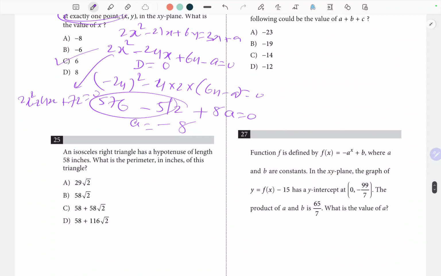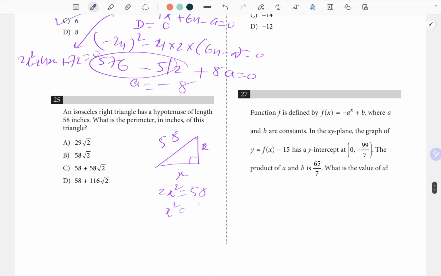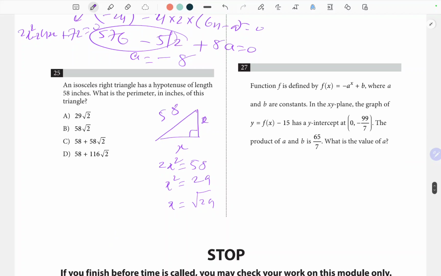An isosceles right angle triangle has a hypotenuse of length. Okay, first of all draw this. This is 58 and this side is x, x. What's the perimeter in inches of this triangle? So first of all we need to find x. So this is 2x square is 58. Okay, so x square is 29. Then x is root 29. An isosceles right angle triangle has a hypotenuse of length 58. What is the perimeter of this triangle?